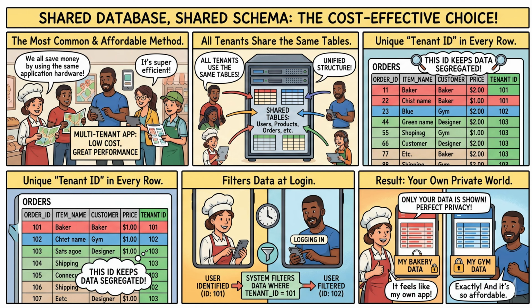This is the most common and cost-effective method. All tenants share the exact same database tables. To keep things private, every single row of data includes a unique tenant ID. When you log in, the system filters everything to only show data matching your specific ID.